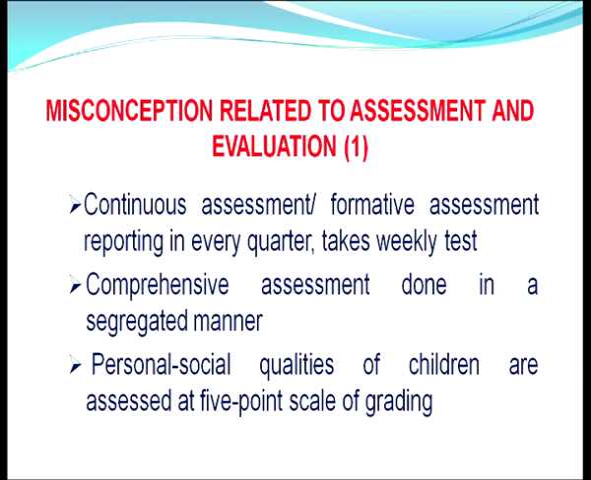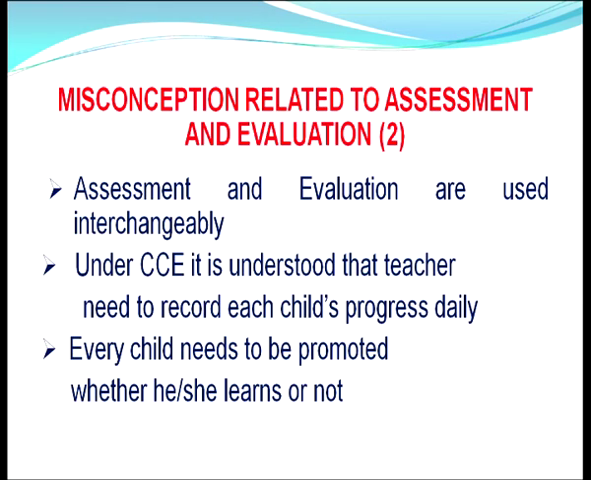The personal and social qualities of children are assessed on a 3-point scale, a 5-point scale, or many a time on a 9-point scale. This should not be done in such a way. It is again a related misconception in primary classrooms. Assessment and evaluation most of the time are used as interchangeable processes, or as interchangeable assessing and reporting practices. This is not the case. How they are different we will see here.